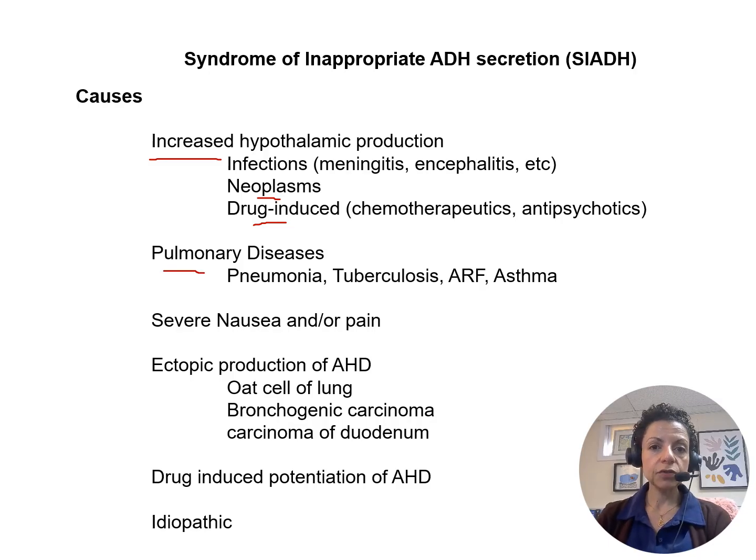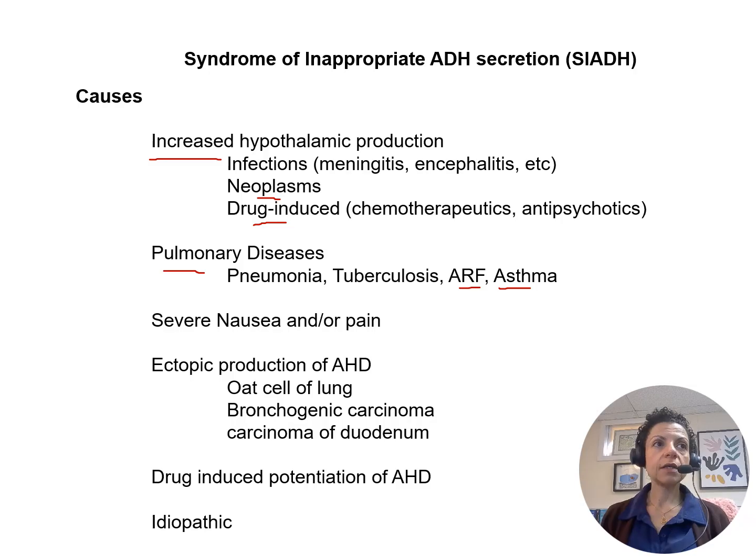Pulmonary diseases. Interestingly, with certain types of pulmonary disorders, like pneumonia and tuberculosis, acute respiratory failure, and sometimes even asthma, what we end up with is too much ADH production. Now, the purpose or the mechanism is not entirely understood, but one theory is that when we have these pulmonary diseases, it can lead to hypoxia or hypoxemia, where the oxygen carrying capacity of our blood goes down, right? Because there's less gas exchange or there's less ventilation of the lungs.